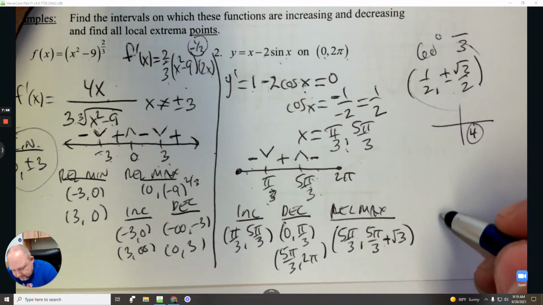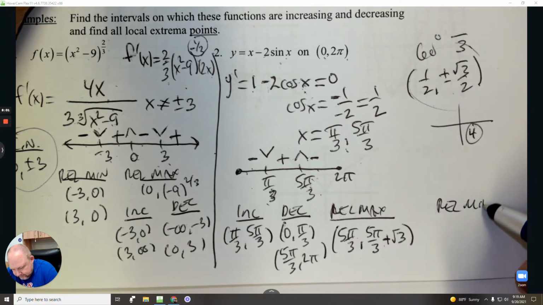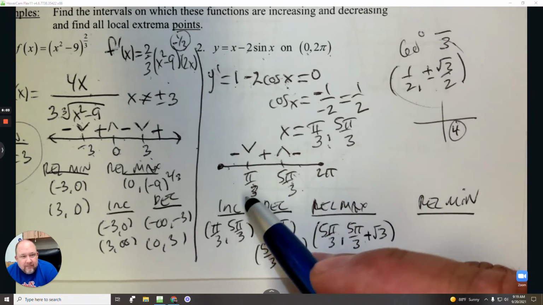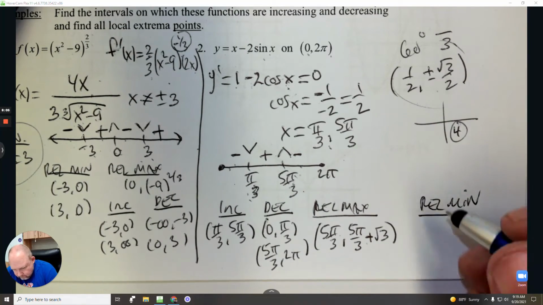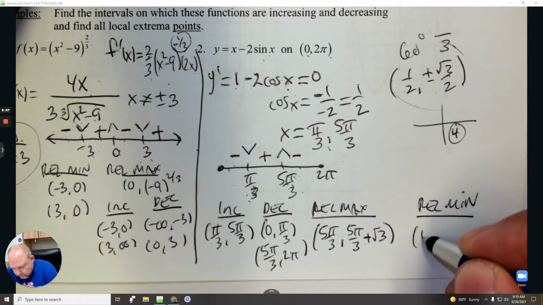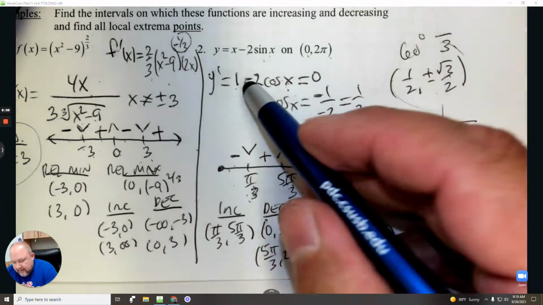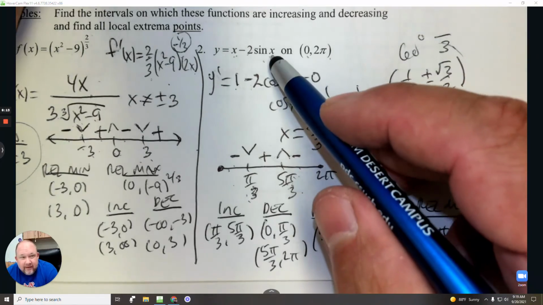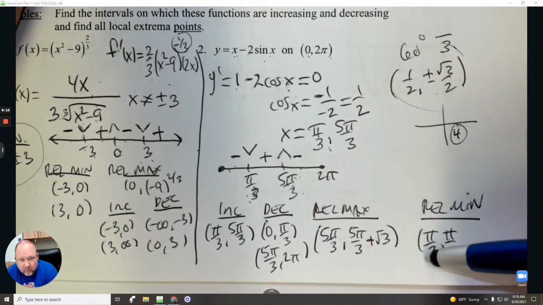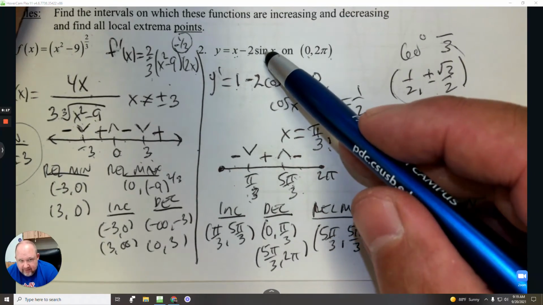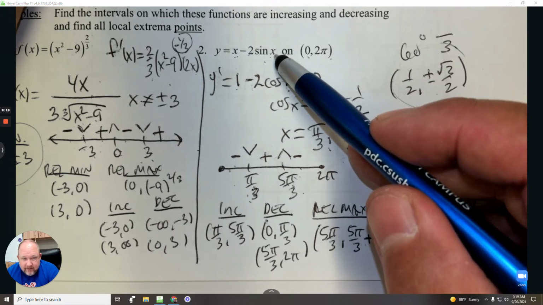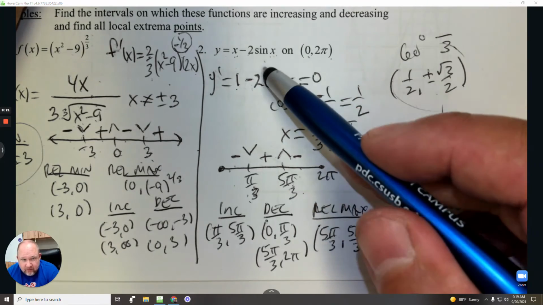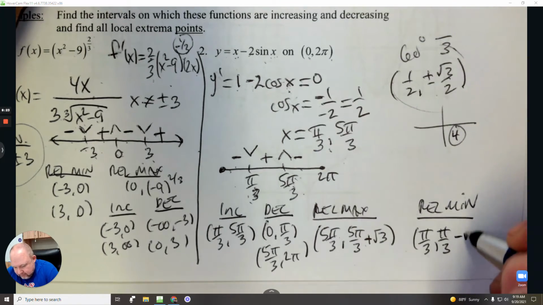The relative minimum is at pi over 3. And then again, when I plug in, it would be pi over 3. Now in this case, sine is positive in quadrant number 1. The value of sine at pi over 3 is root 3 over 2. So the 2's will cross out, and you're just left with pi over 3 minus root 3.